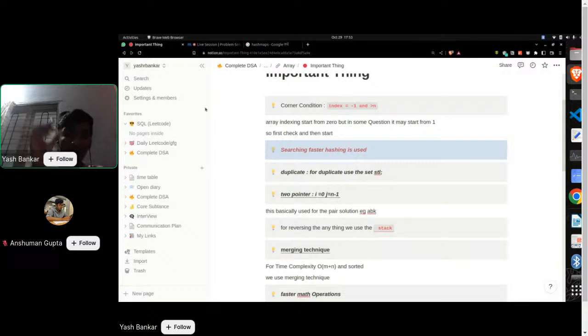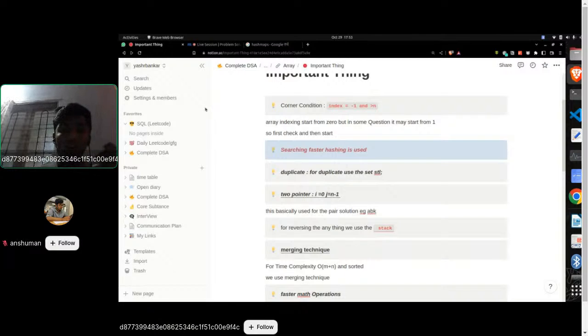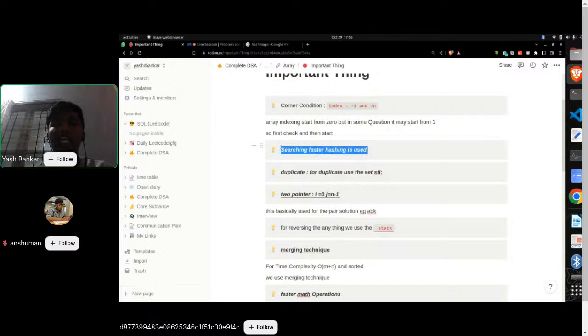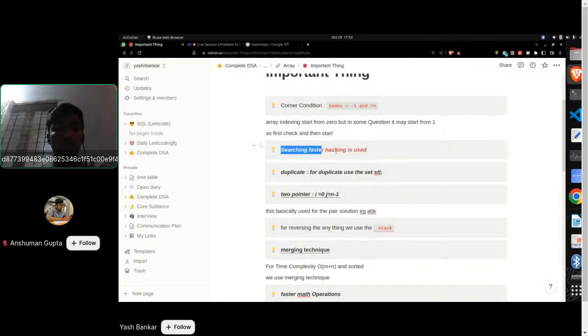If you create a mapping of all the elements in a map, then it will take only order of n. Not n, it takes time complexity of order of 1. So many times we get that error, time limit exceeded. I have solved a lot of problems using this. It optimizes your problem and makes your solution much faster. So that's one technique.